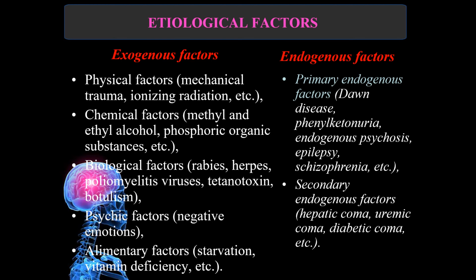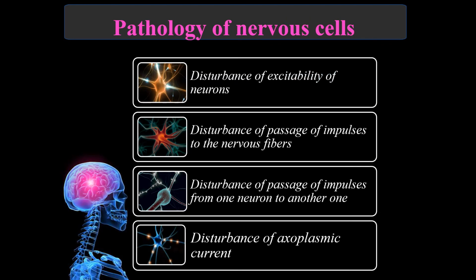In this case, the nerve tissue is involved in the pathological process against the background of the development of the underlying disease. For example, hepatic and uremic coma, diabetic neuropathy, and others. Now, the pathology of the nerve cells.